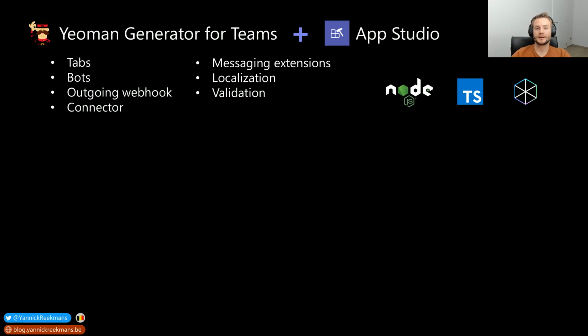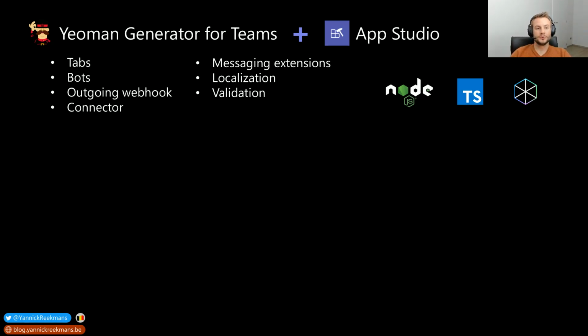The Yeoman generator, like I said, is community driven. It's available open source on GitHub, and you can provide your own bug fixes and pull requests there as well. It has existed for a couple of years already and is the most extended generator for Teams applications, because you can build almost all of the extensibility points with it. It currently supports tabs and bots, outgoing webhooks, connectors, and messaging extensions. And I'm sure that very soon it will also support the meeting extensibility options.